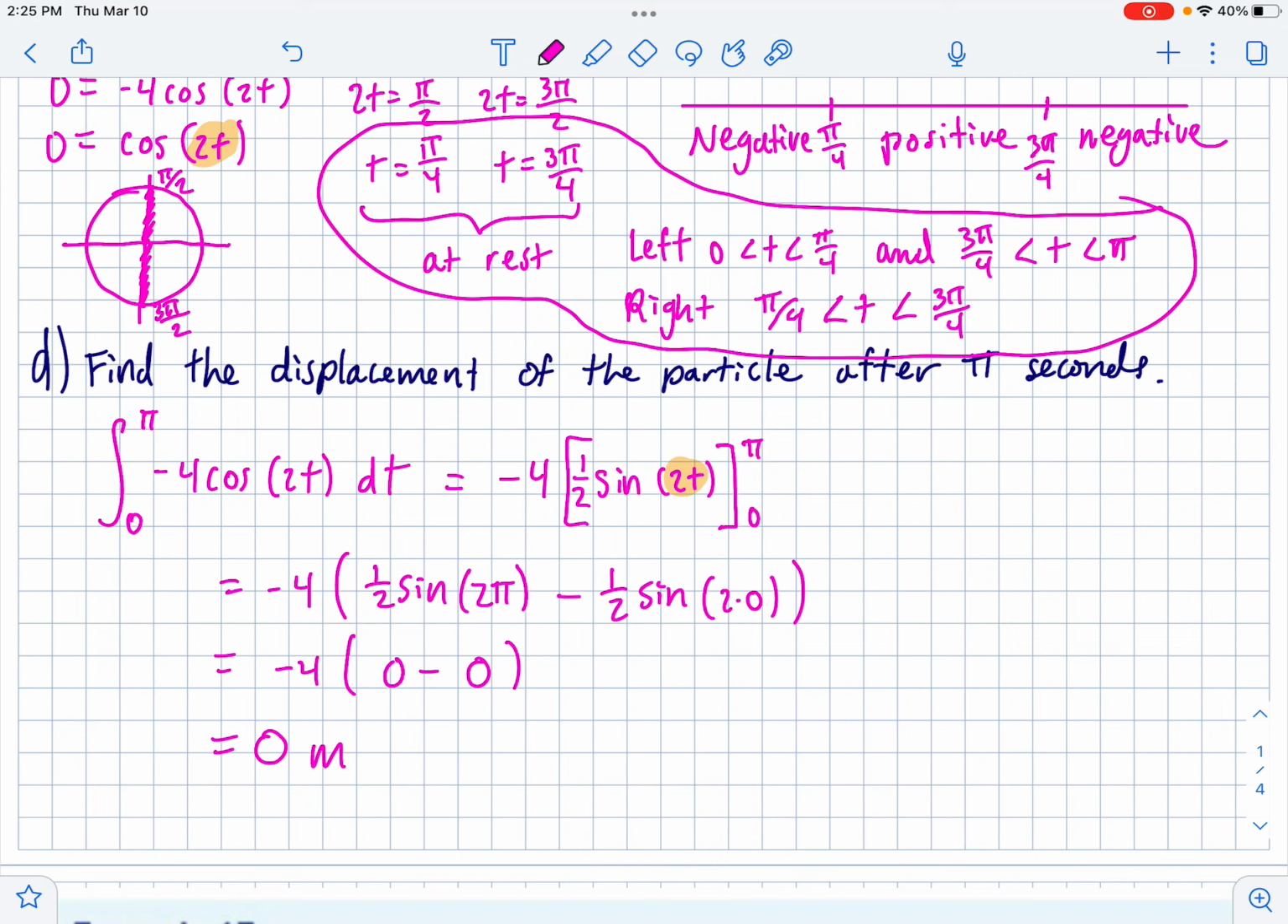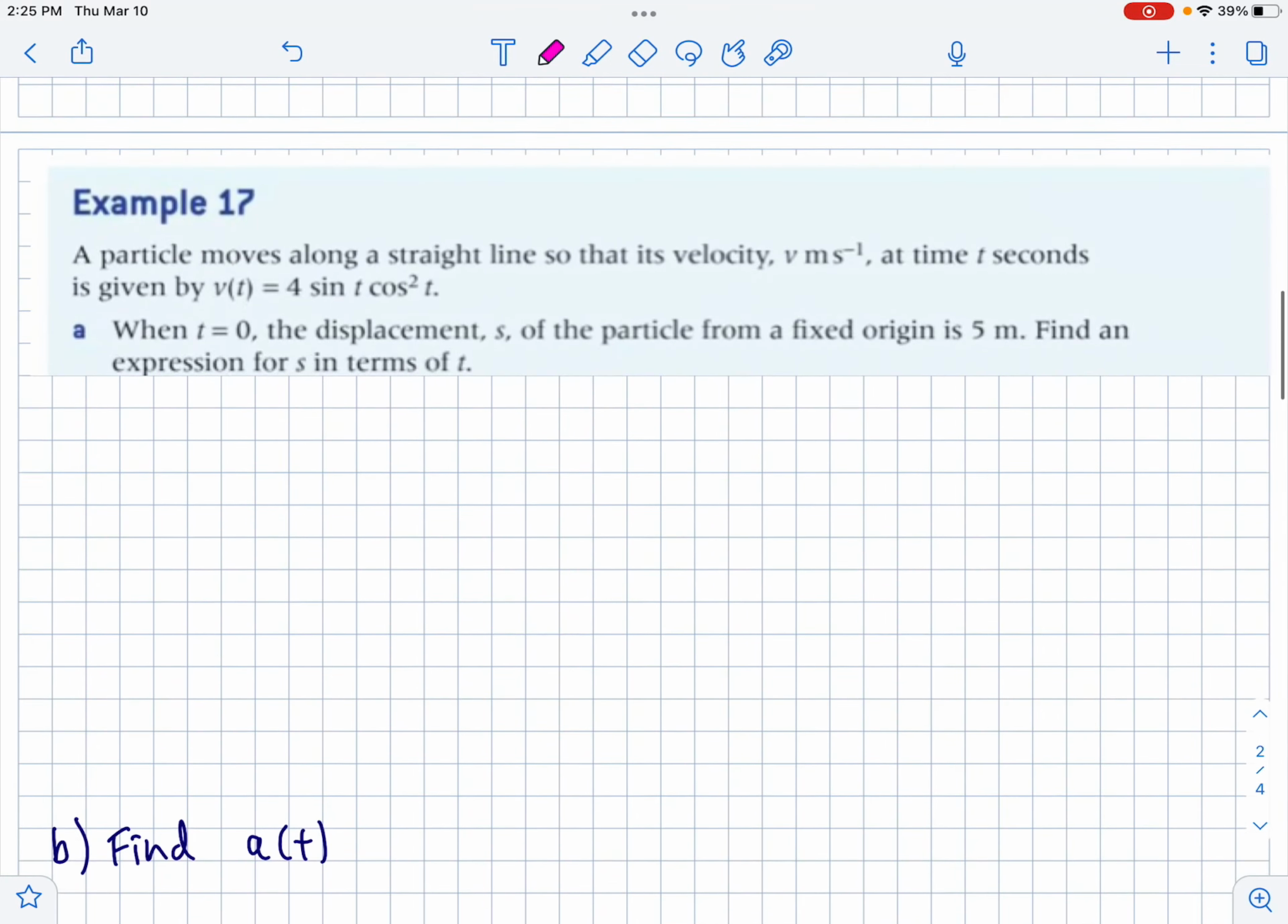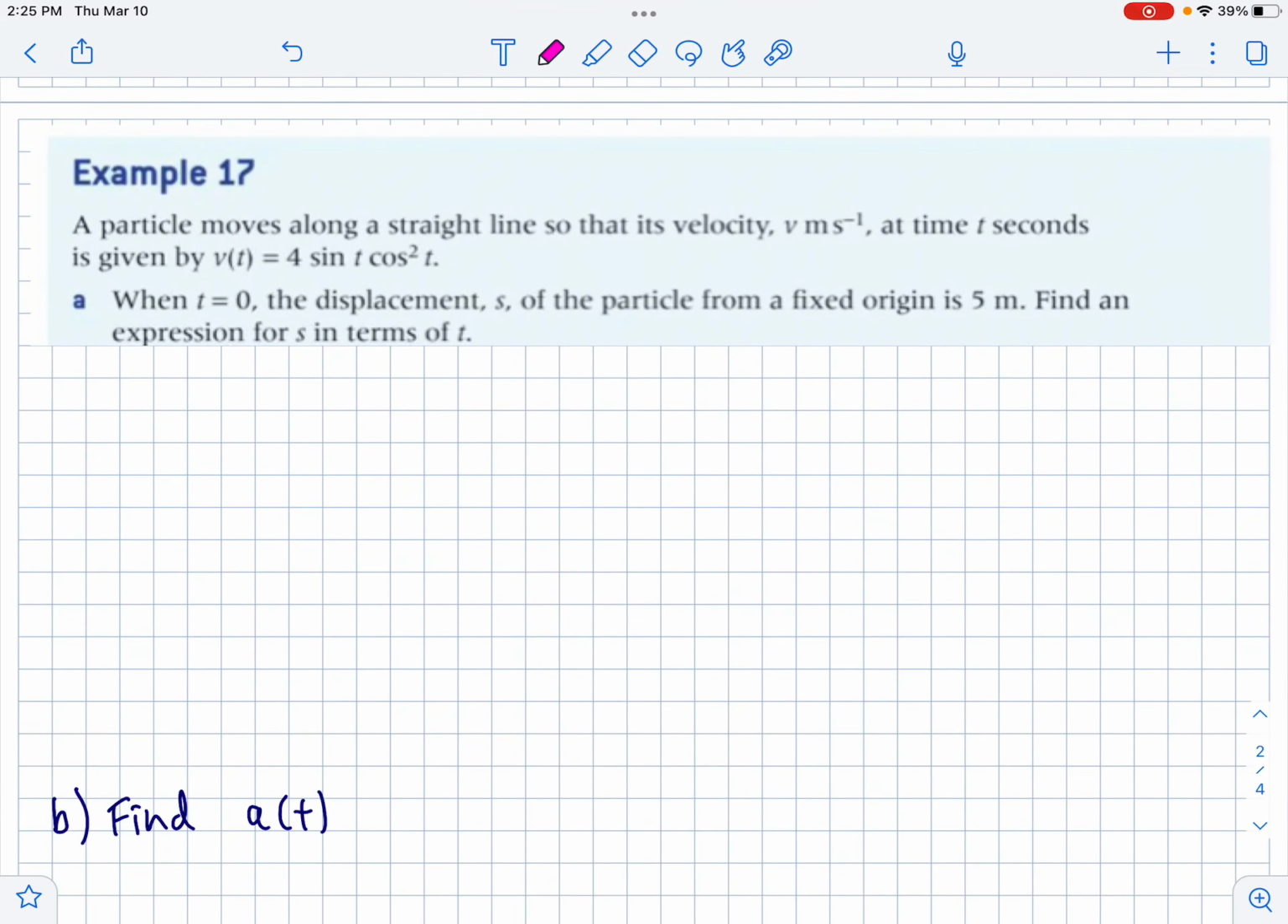So that means that it doubled back on itself. It got back to its starting point after pi seconds. So it didn't go anywhere. It's right back at the beginning. All right, that's it for that problem.